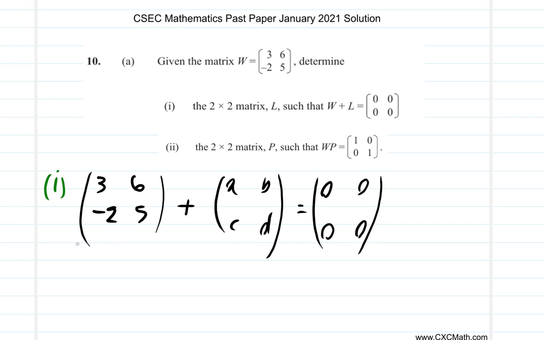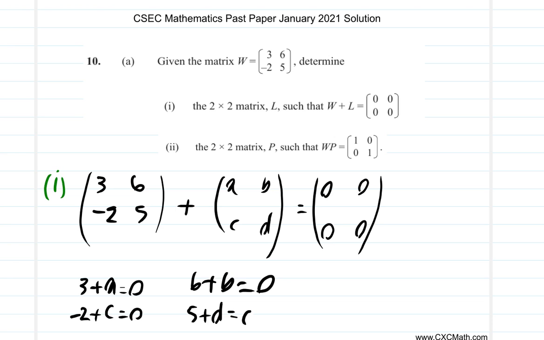Now remember, when you're adding matrices, you add the corresponding elements. So, you have 3 plus A equals 0. So, this plus this equals this. 6 plus B will give you 0. 6 plus B equals 0. And negative 2 plus C. Let me rewrite that. Negative 2 plus C equals 0. And then 5 plus D equals 0. Alright?